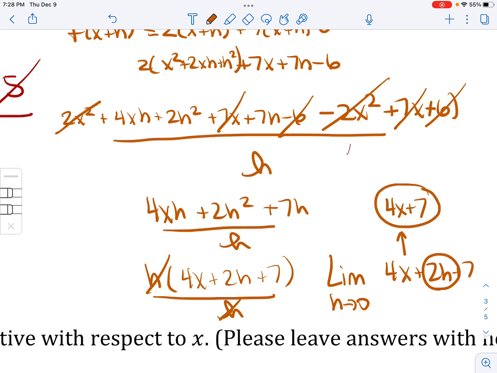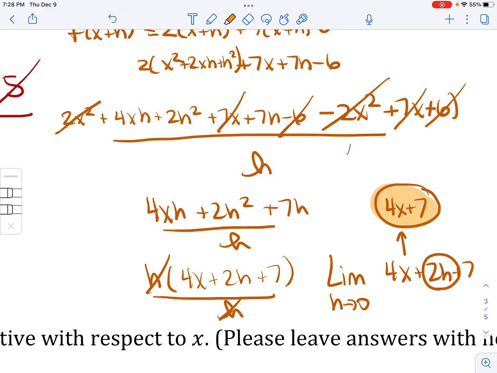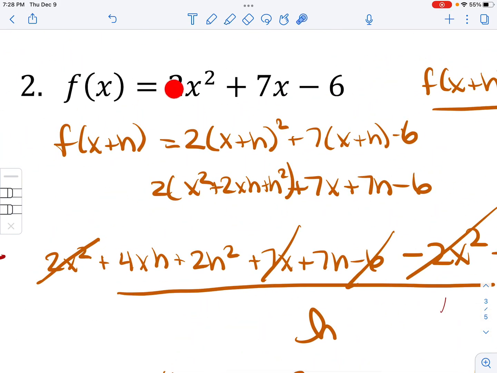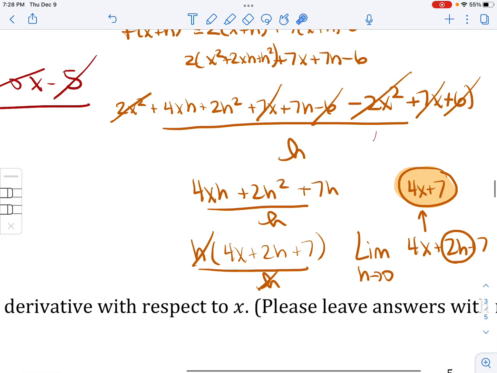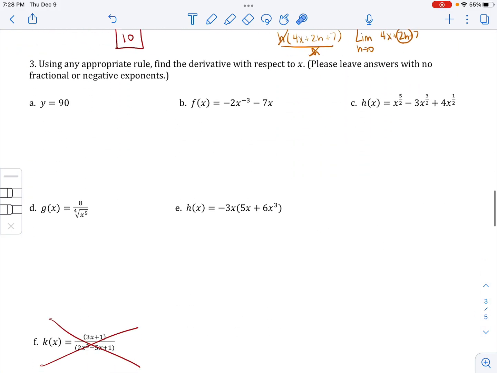Now, if I did everything right, I should be able to take the shortcut that I've been using throughout the entire unit, and I should be able to get that as my answer. So let's hopefully get that answer. 2 times 2 is 4x plus 7, and that is what I got. So lucky me.